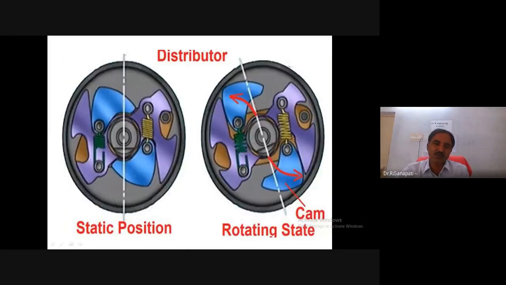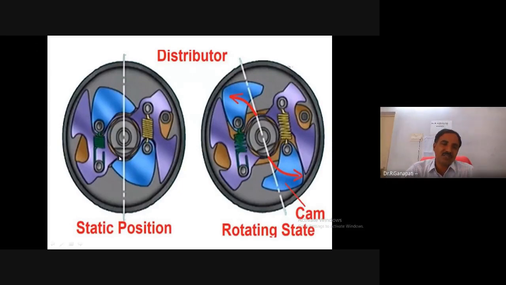So there's one more. There's the base plate, and these are the flyweights. The blue one is the flyweight, and this is the cross piece, which is connected with the cam.